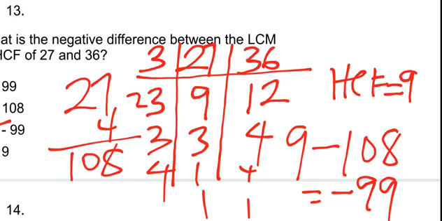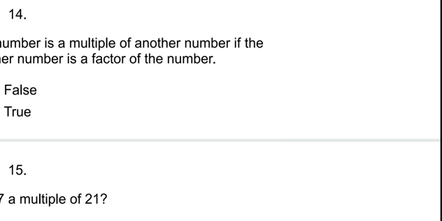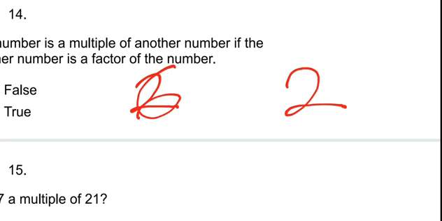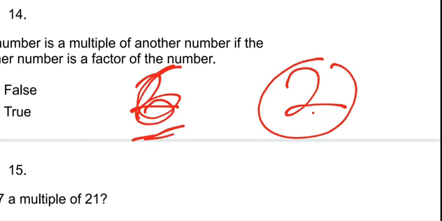So move to the next question now. Question 14 says, a number is a multiple of another number if the other number is a factor of the number. It's just like when you have a number that is a multiple of another number. Let's say 6 is a multiple of 2. Now, the other number, which is 2, is a factor of the number. So that means 2 is a factor of its multiple. That's what it means.